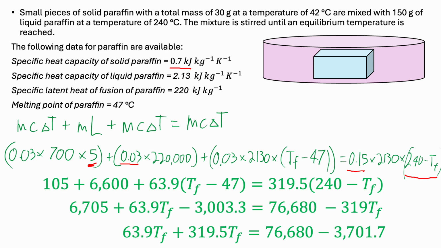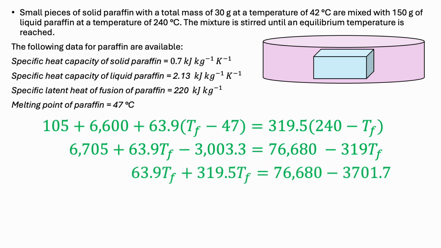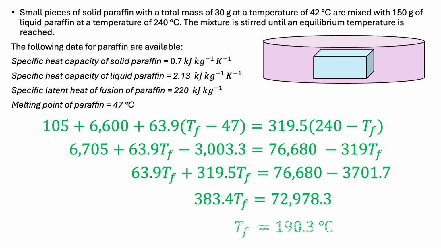Here's the next step that I took. We'll make sure everything with a TF in it, for temperature final, is on the left side of the equation. Working that through, dividing 72, almost 73,000 by 383, we get a final temperature of 190.3 degrees centigrade. There we go.